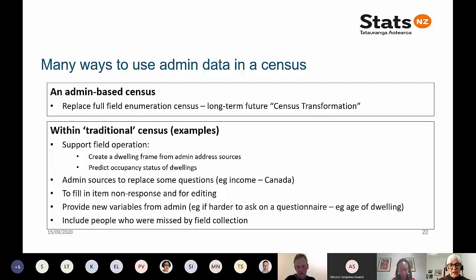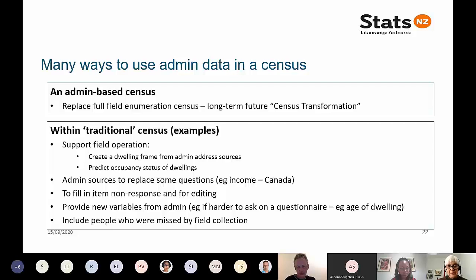So we've done quite a lot of work with that, which I'll show you a bit more about soon. But within the traditional census, there's lots of ways to use administrative data as well. Some of the examples are supporting a field operation through creating a dwelling frame from administrative address sources. Predicting the occupancy status of dwellings is something that some countries are progressing now. You can use administrative sources to replace some questions in the census.